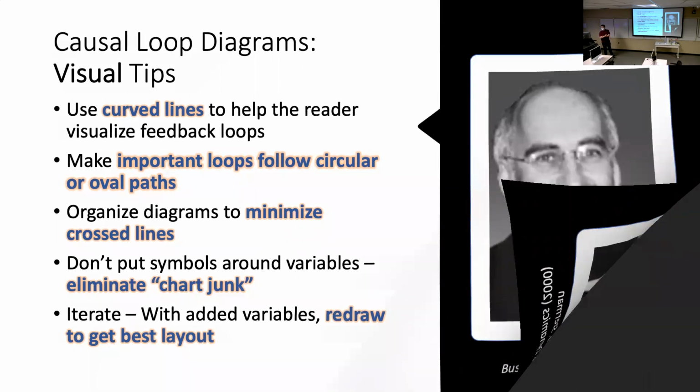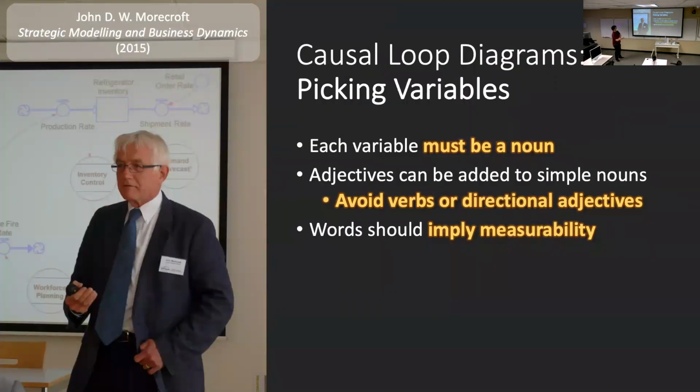Okay. And then Morecroft's additional tips are about how to choose those variables. And he goes on at some length there where each variable should be a noun or a noun phrase. You can add adjectives as a noun phrase, but try to avoid things that have action or direction. So you want to try to put as much of the action or direction into the causal links, and keep the nouns as sanitized as possible.